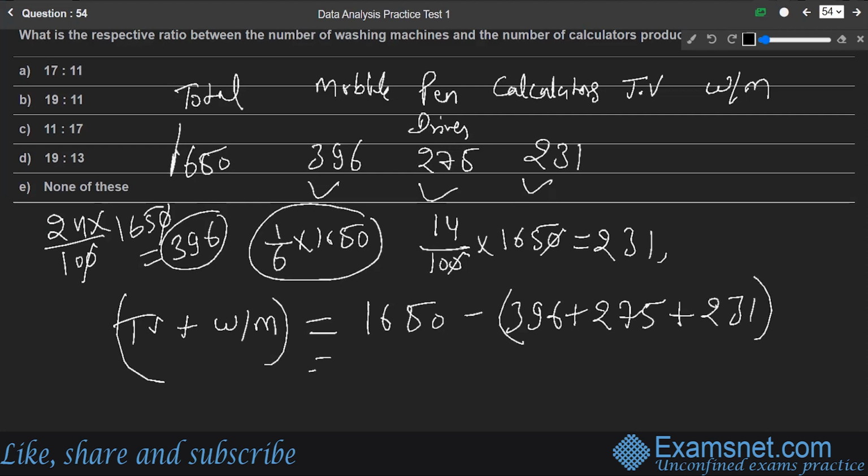If we solve this further, we need to subtract things like this: 1650 minus 396, 275, 231. And if we do this, then we can obviously find out the number. So if we solve this further, this comes out to be 748. So this is the number of TV plus washing machine, 748.